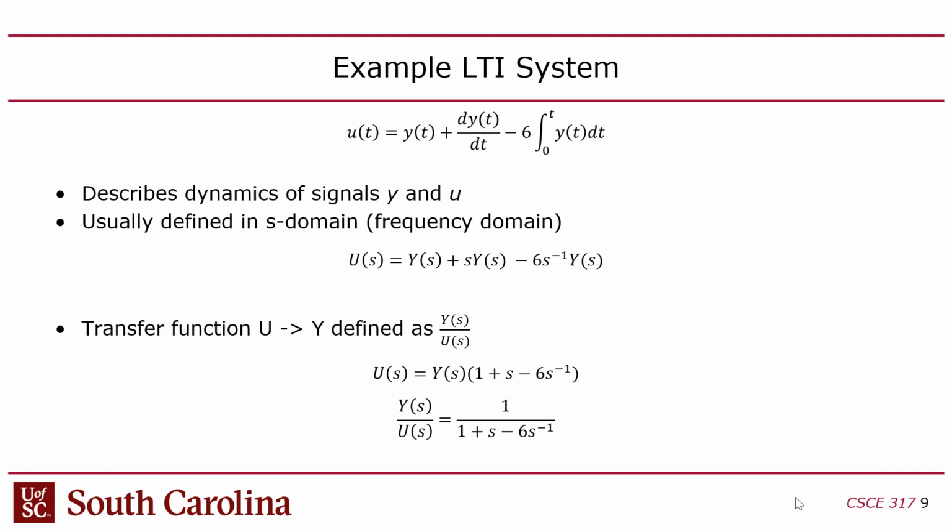That doesn't include 0, though. 0 is no good. They can't be 0. But as long as all the real components of the s values that create a divide by 0 here are negative, then the system is stable. So that's actually a simpler way to determine if this system is stable. Does that make sense? Okay.